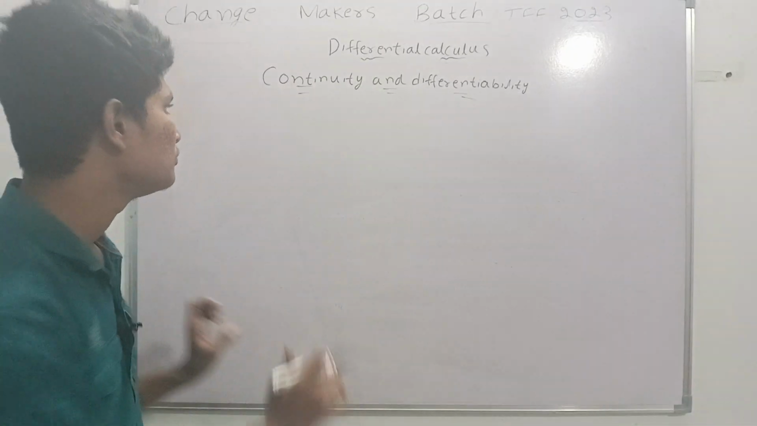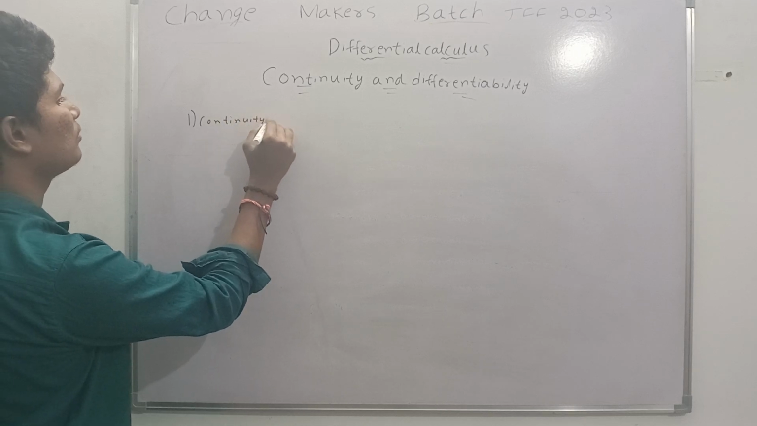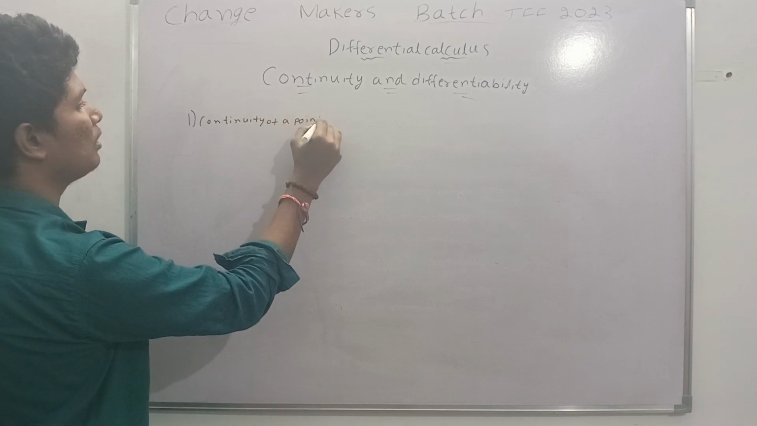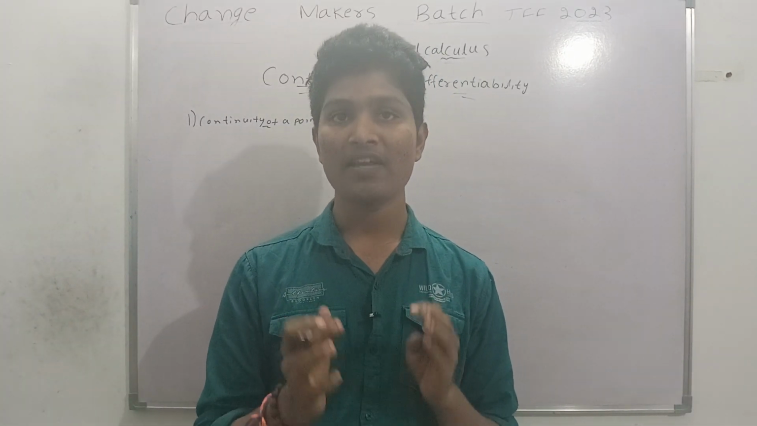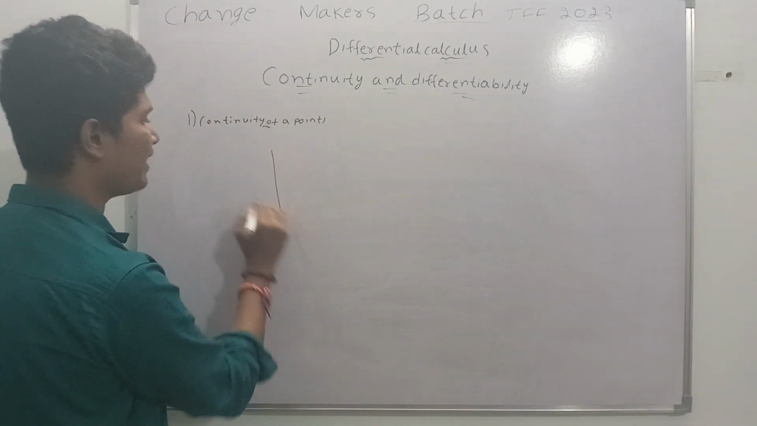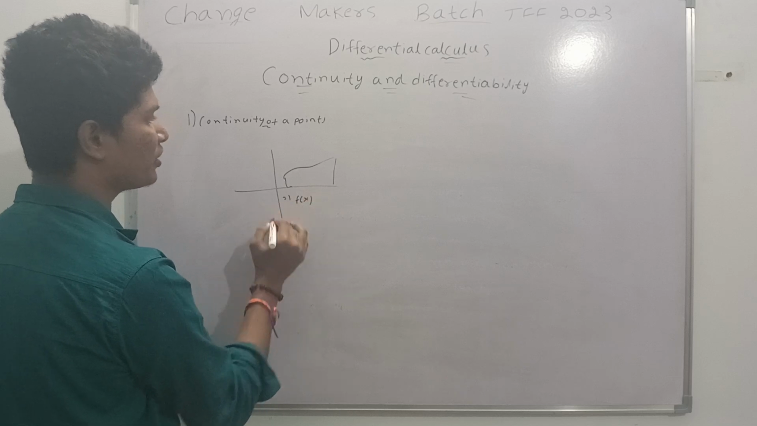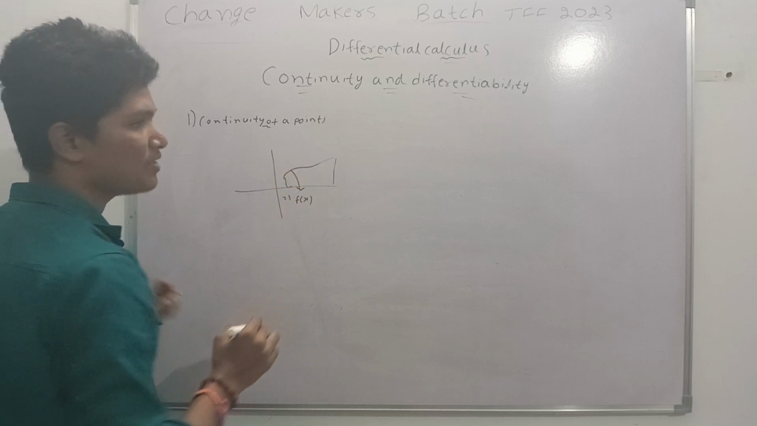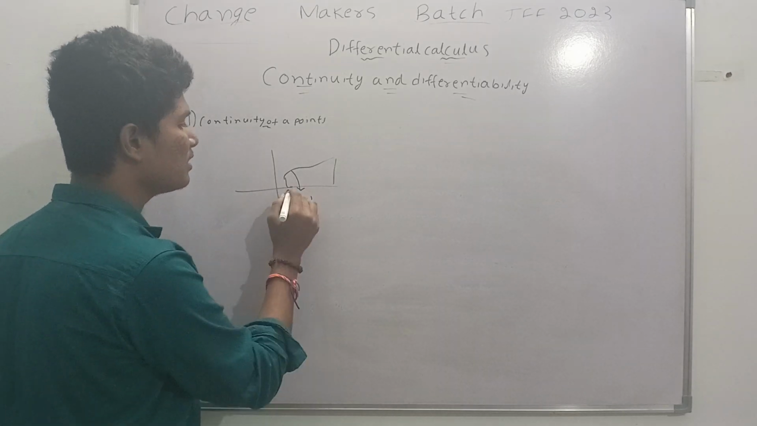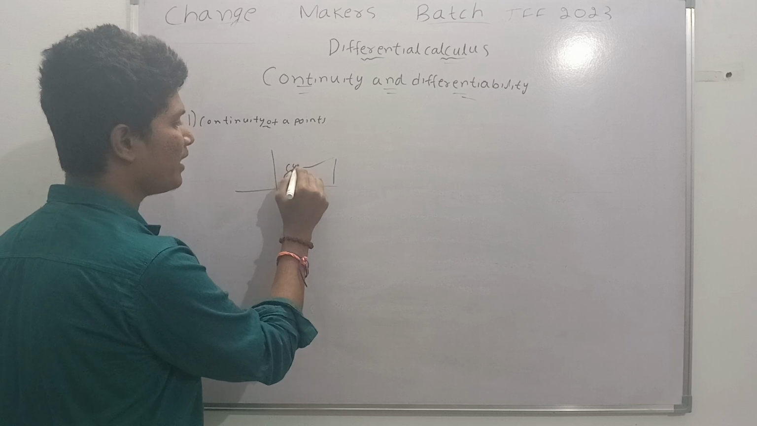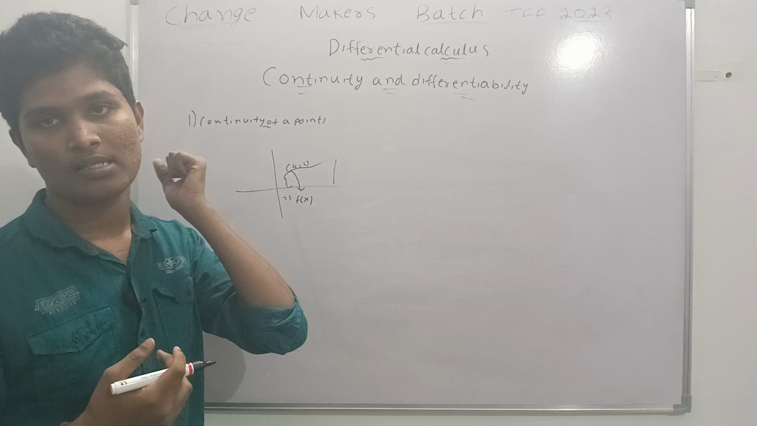The first thing we are going to discuss is continuity at a point. What does it actually mean? A function f of x is said to be continuous. Suppose f of x is a function, and suppose this is a point (a, b). How can we say the function is continuous at this point?